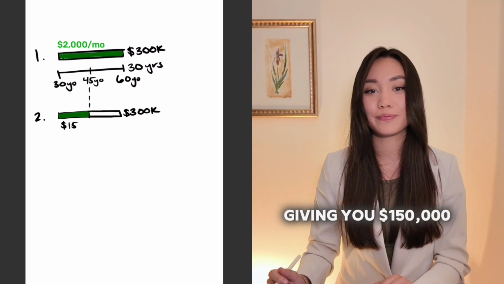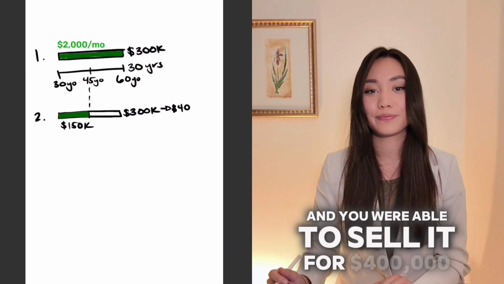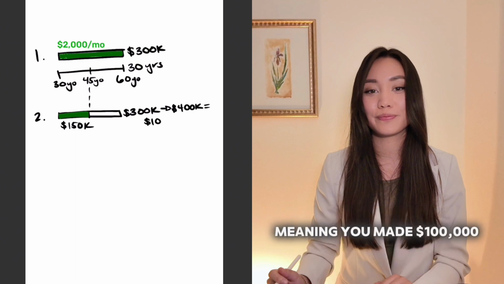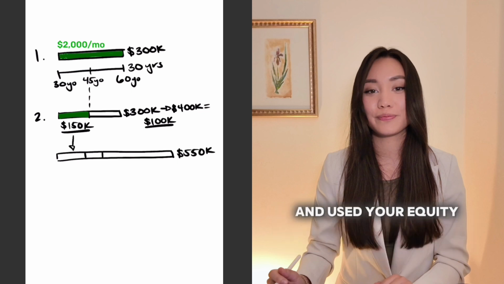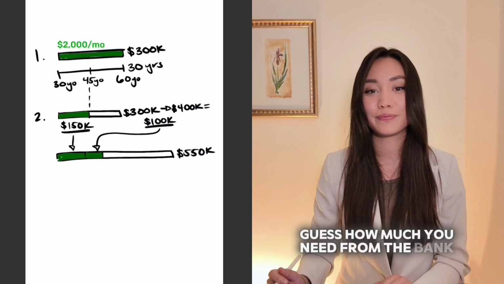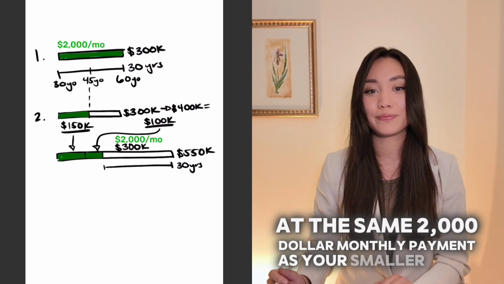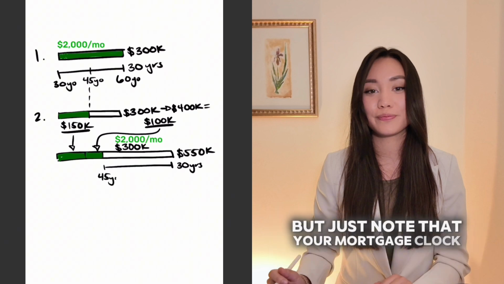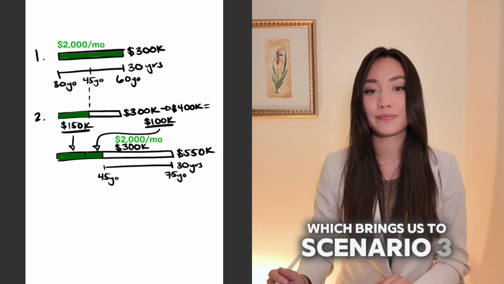That gives you $150,000 in equity, and your property appreciated in value and you were able to sell it for $400,000, meaning you made $100,000 in profit. Now you found the perfect $550,000 home and used your equity and appreciation as a down payment of $250,000. Guess how much you need from the bank? You need a $300,000 loan, the same as your original home. So if you get the same rate, you now have a 30-year mortgage at the same $2,000 monthly payment as your smaller home. But just note that your mortgage clock has reset and you'll be 75 by the time you pay off this home, which brings us to scenario 3, trading down.